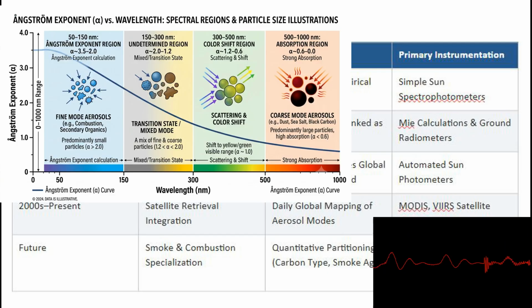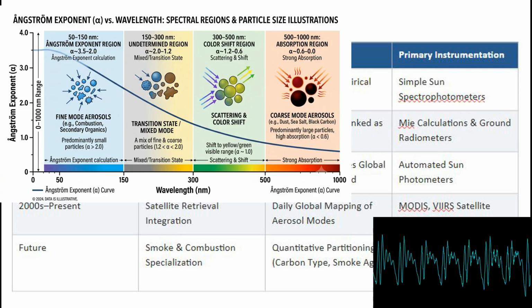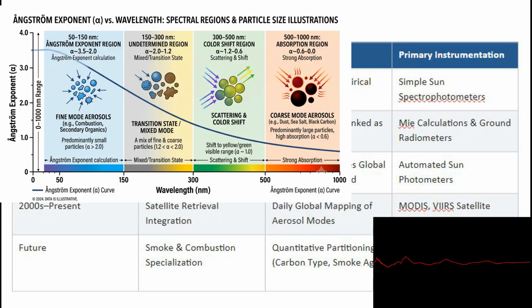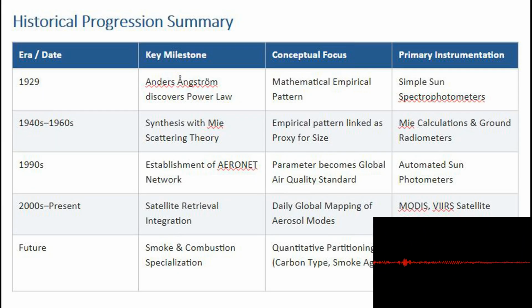If alpha is greater than 2, the dominant particles are fine mode particles, for example, combustion byproducts, secondary organics, and fresh smoke. Small alpha, 0 or negative, indicates dominant coarse mode particles: wind-blown dust, sea salt, and large ash. The main usage was in ground networks and satellites from the 1970s to present, and with growing concern over global pollution and climate forcing, the exponent became a core parameter in aerosol science.